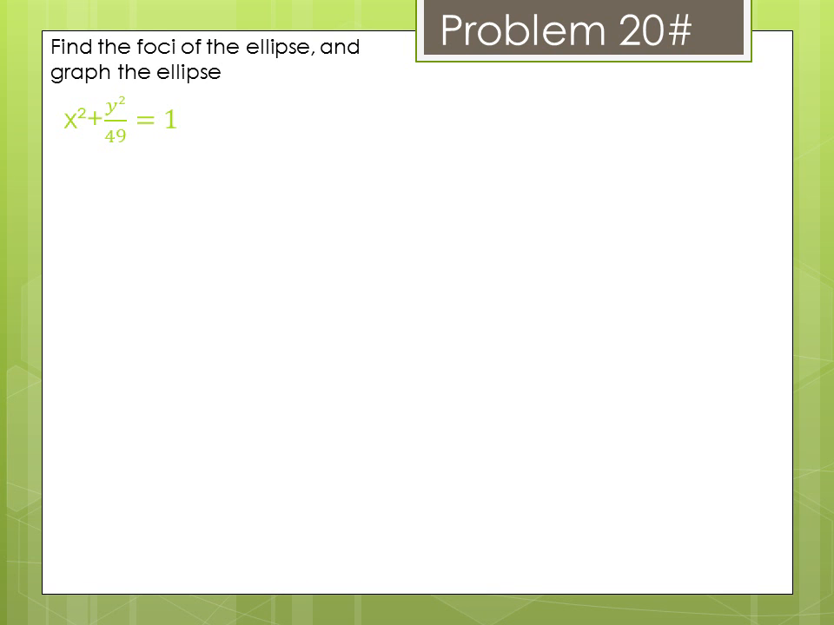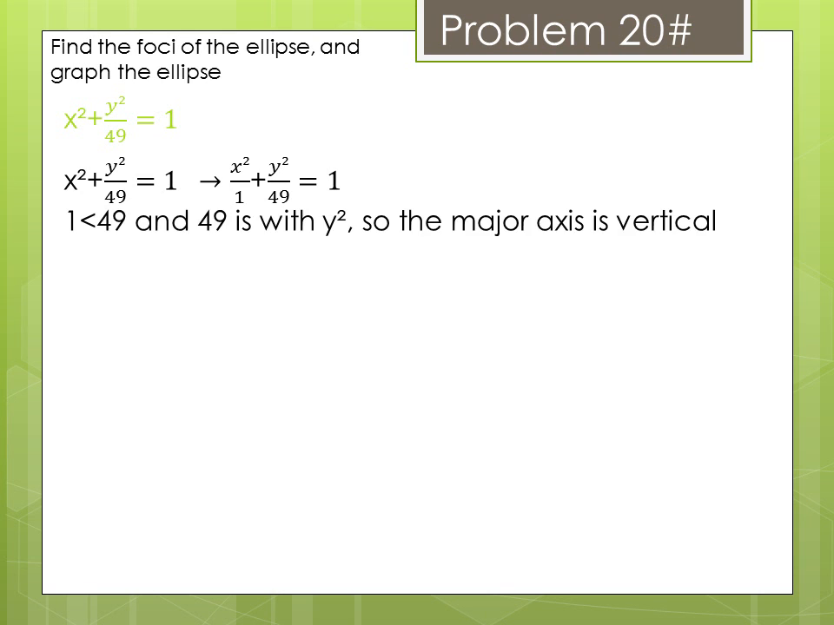Now we have to find the foci of an ellipse, and then we have to graph it. Here it's x squared plus y squared over 49 is equal to 1. We're just going to put it in the same form as the equation of an ellipse, meaning x squared over 1 plus y squared over 49 is equal to 1. Since 1 is less than 49, and 49 is with y squared, the major axis is vertical.